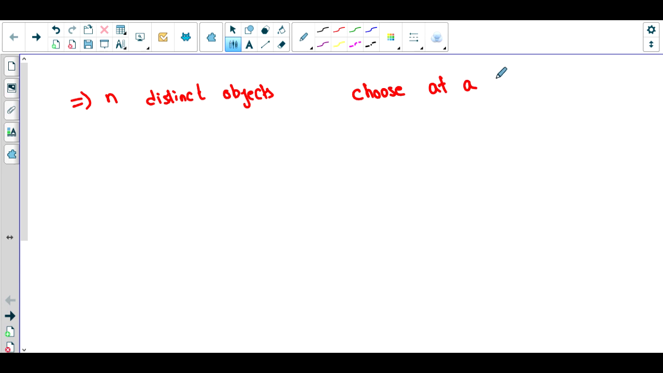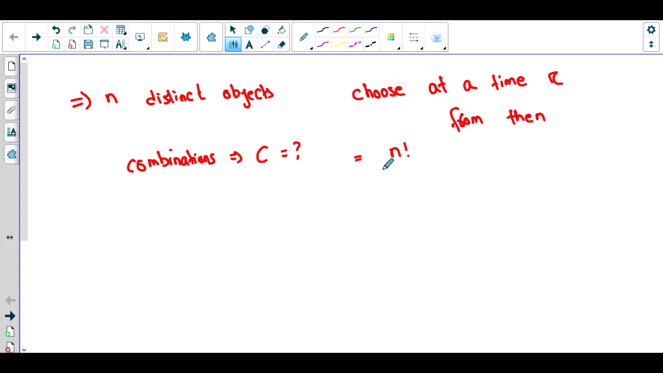And I choose r from them at a time. Like I have n in total and I select r. For example, I have 5 values and I choose 2. How many combinations can I make? How many possible combinations can I make from this? There is a formula in mathematics for this: n factorial over r factorial into (n minus r) factorial. This formula will help me find the number of combinations.